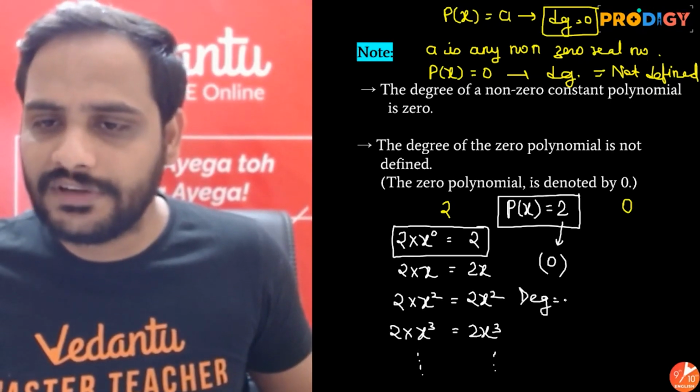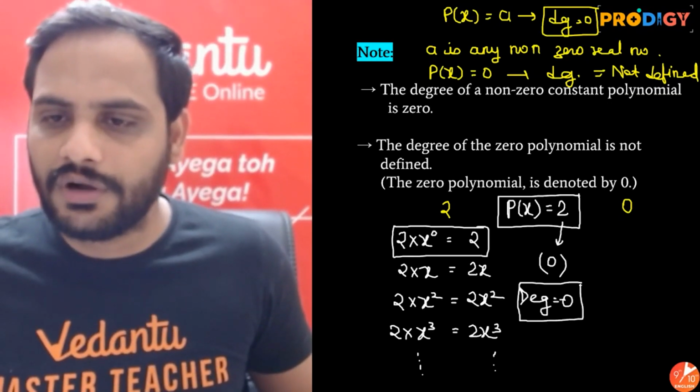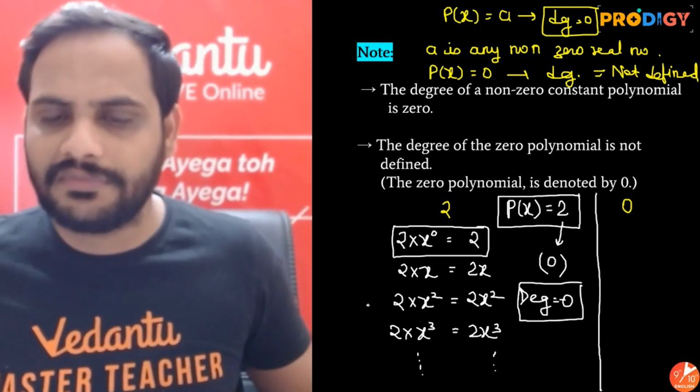And this is the highest power, so the degree will be equal to 0. That is why we have called it a constant polynomial. Now the same thing can be done also now.